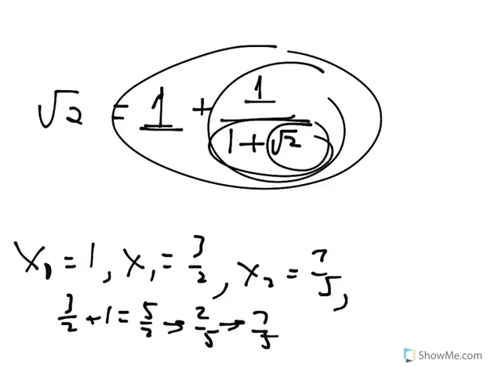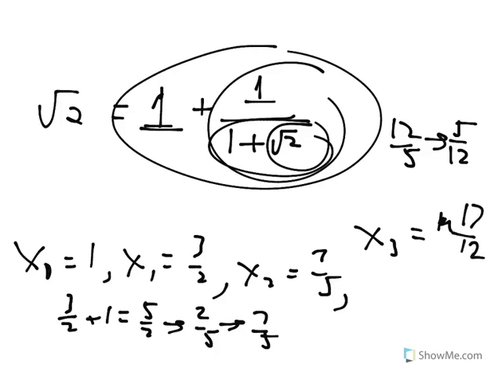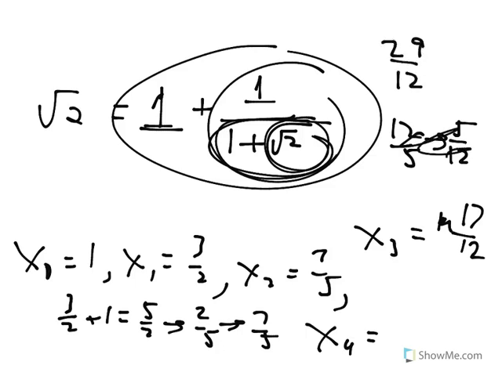So we could try that for the next one. I add 1 to 7 over 5, I get 12 over 5. Take the reciprocal, it becomes 5 over 12. Add 1 to that, get 17 over 12. And I'll just go out one more that way. Again, I'm looking at this. Add 1, so 17 over 12 becomes 29 over 12. Take the reciprocal, becomes 12 over 29, and add 1 becomes 41 over 29.